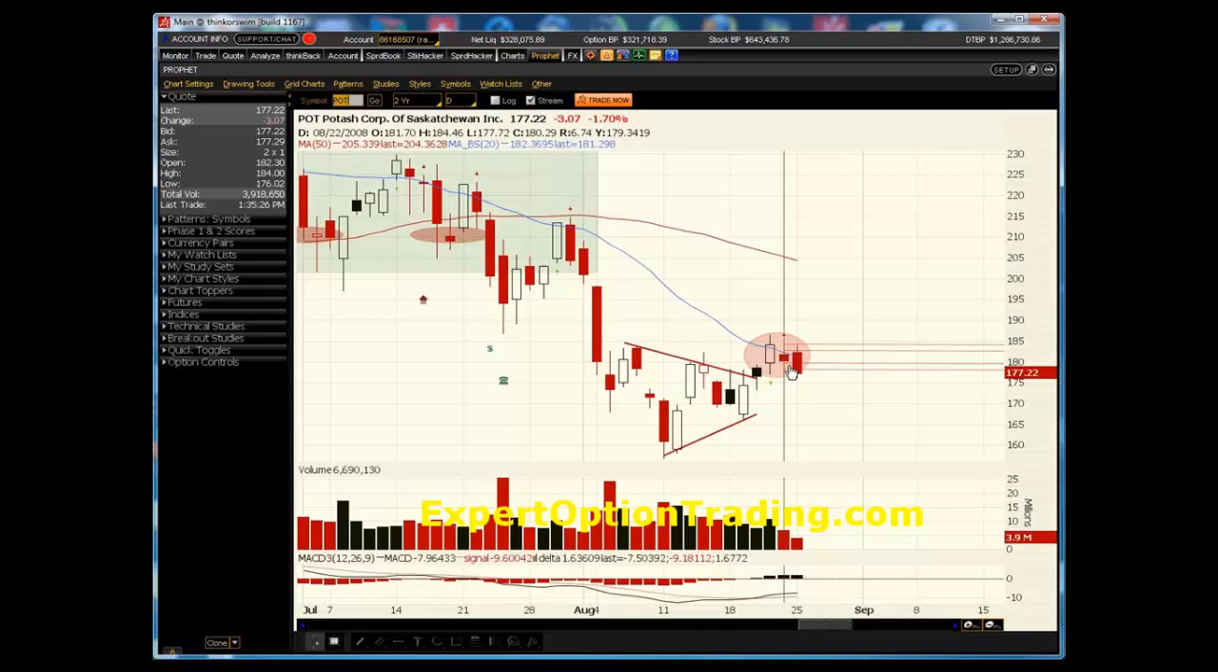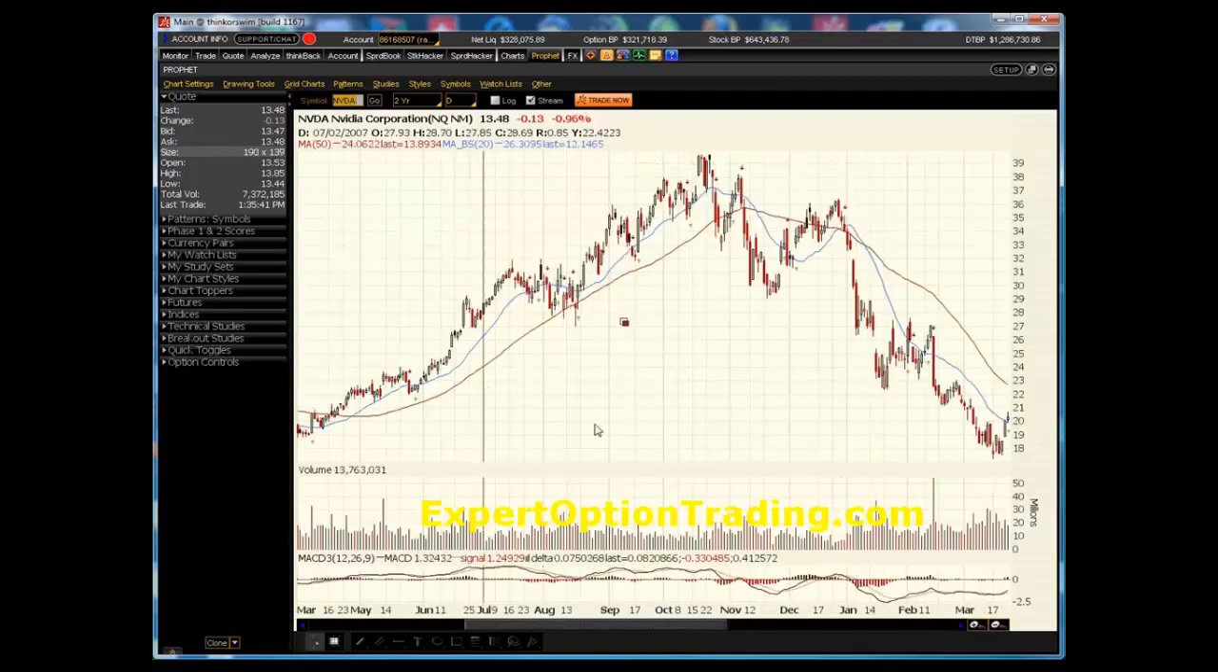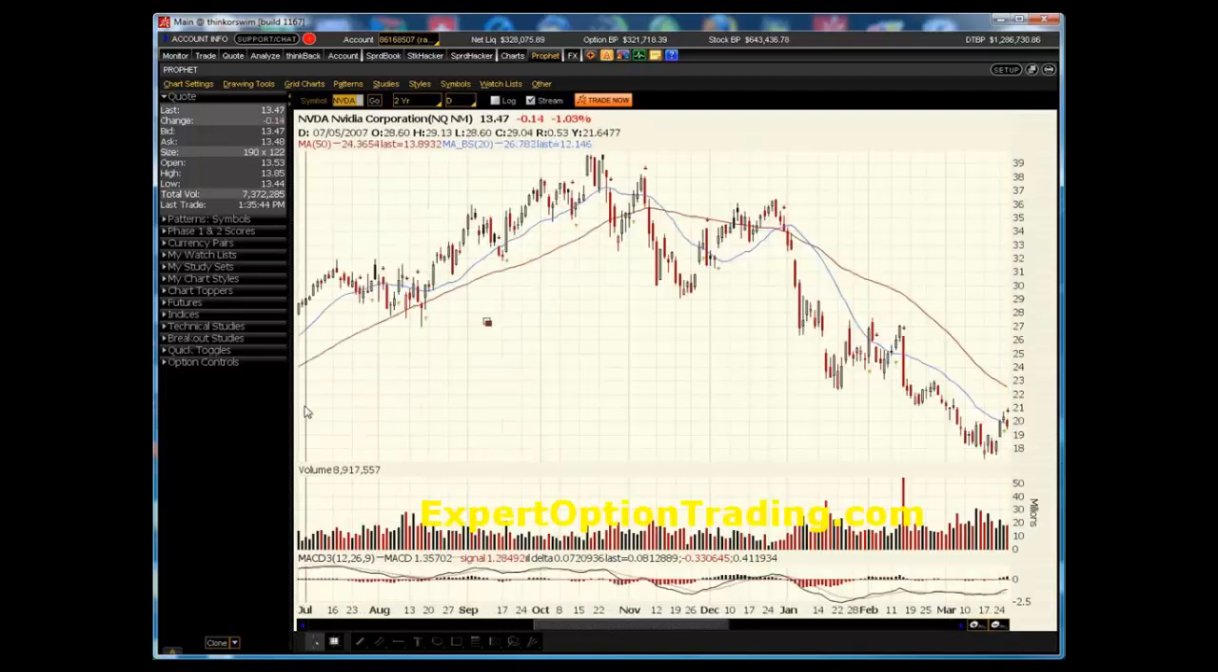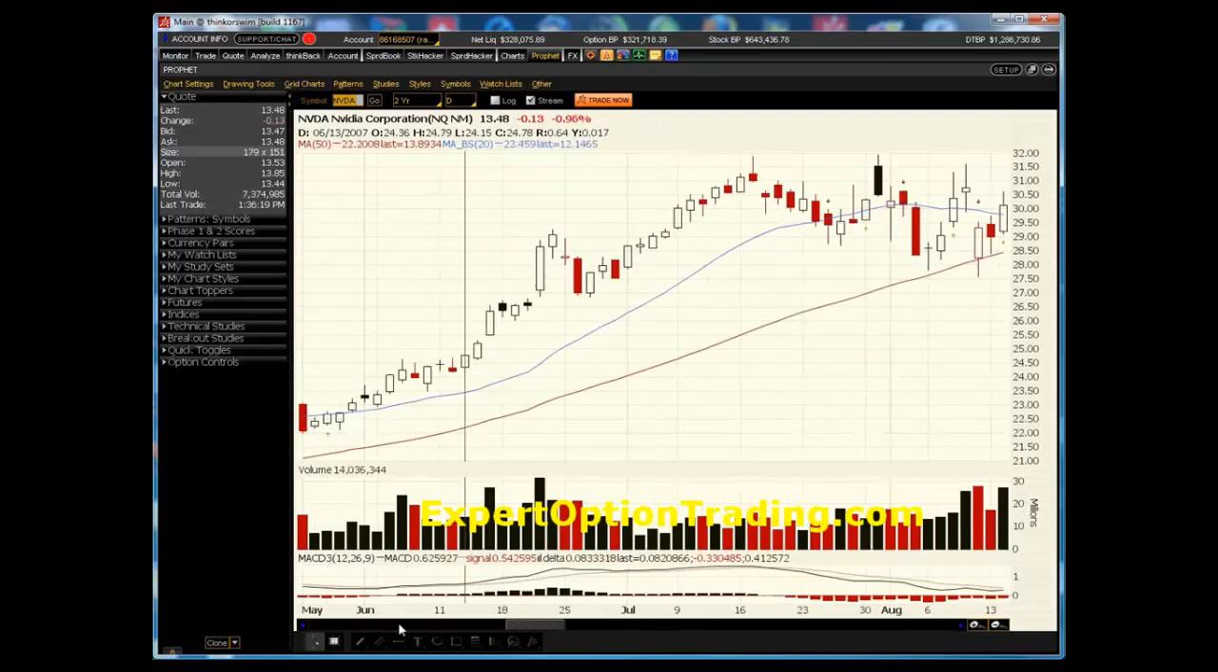So you can use different types of stocks. You can use high price stocks. You can use low price stocks. It doesn't really matter. Let's take a look at Nvidia. This stock has been absolutely all over the map. Let's take a look and see if we can find any inside days on this particular stock. Let's see, we'll go back here to July of 2007 and see if we can find any setups here. I think there's one right here.